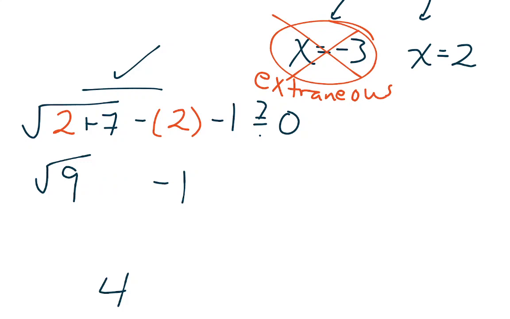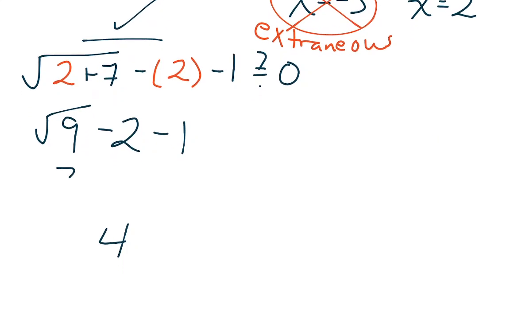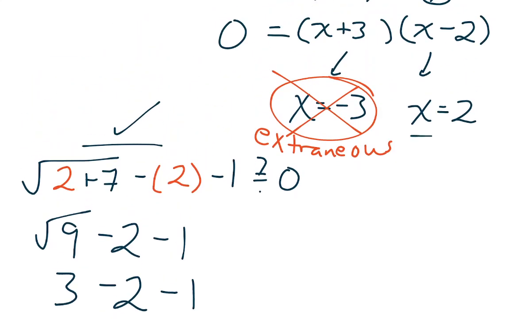It's actually going to be minus 2. I should have rewritten the problem. But basically we're plugging in 2. We get the square root of 9, which is 3. I still have my minus 2, my minus 1. And, oh yeah, that does equal 0. That's because 2 is the only solution. Okay, so we're checking for extraneous solutions. It's just what happens when you have radical equations.